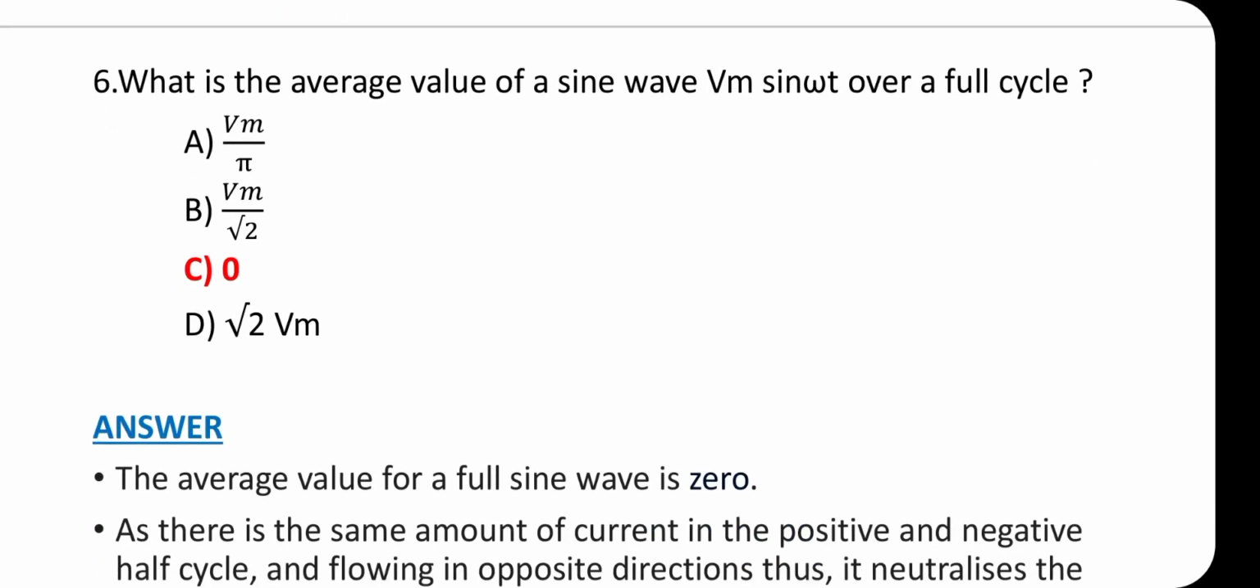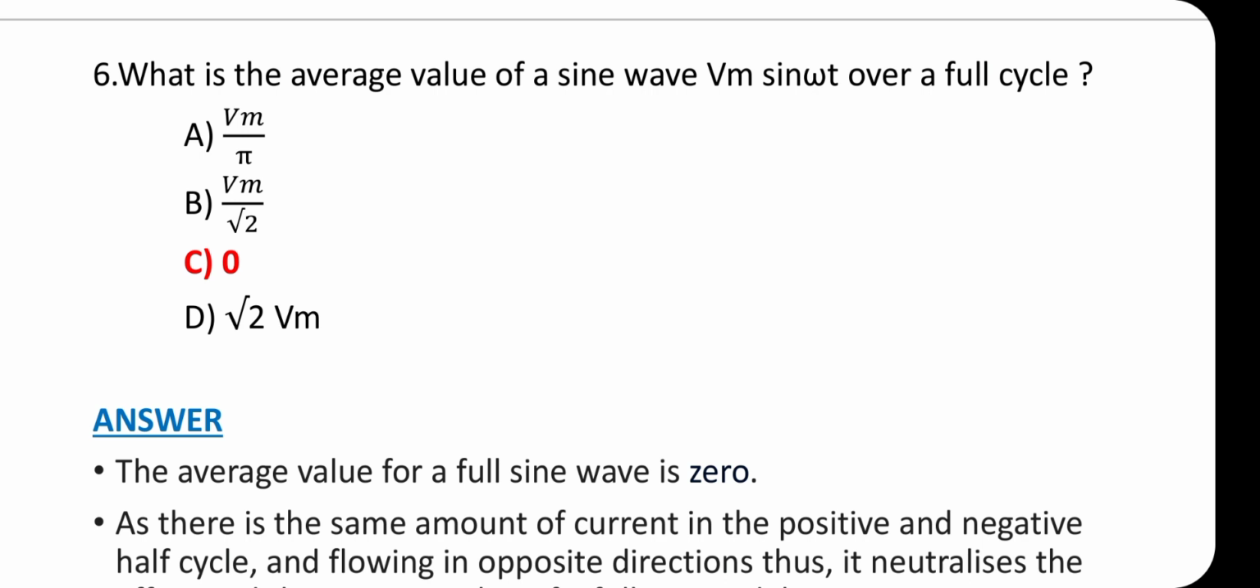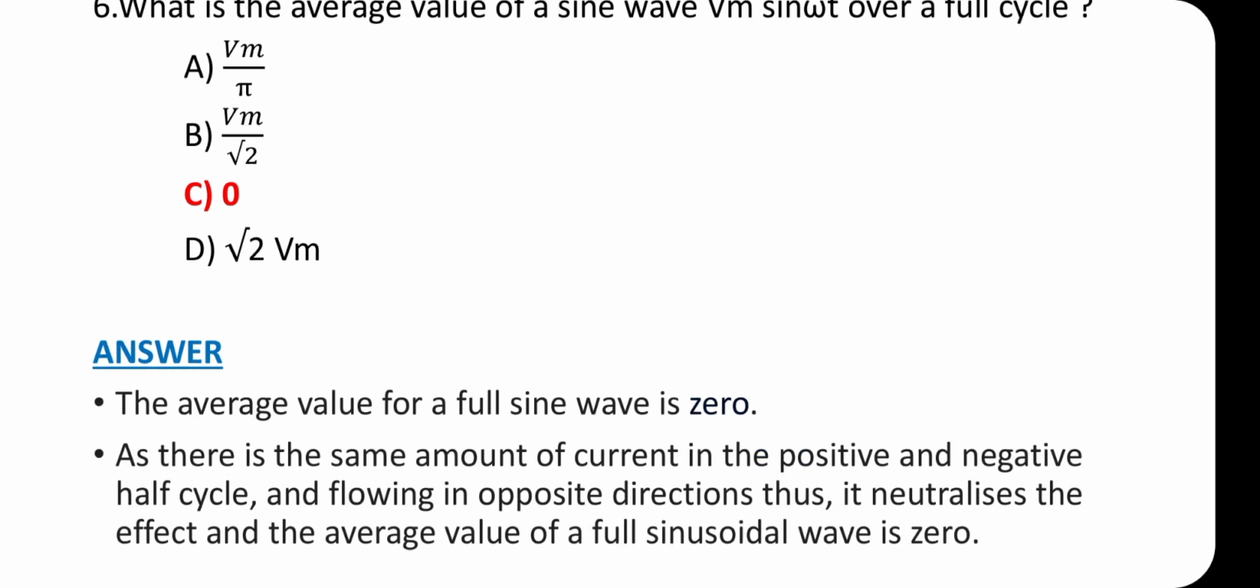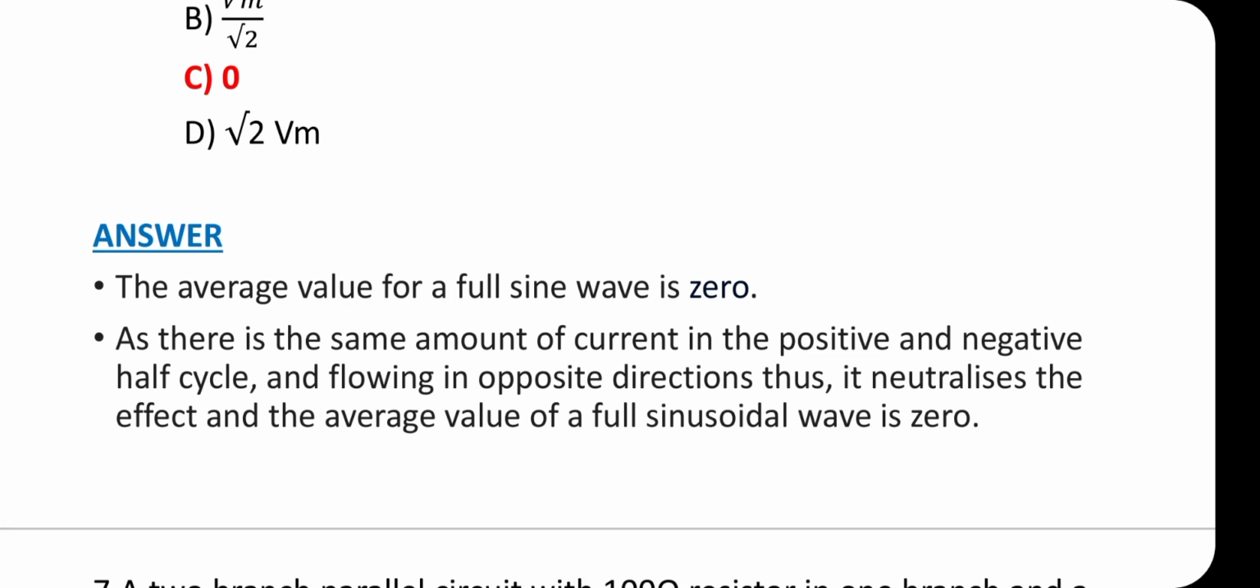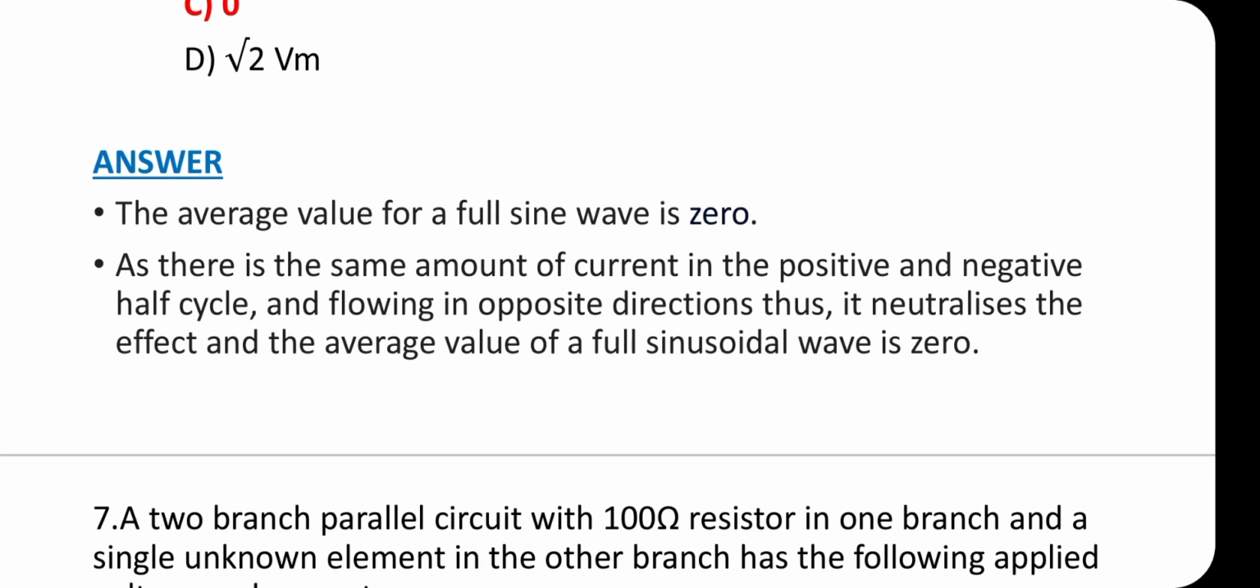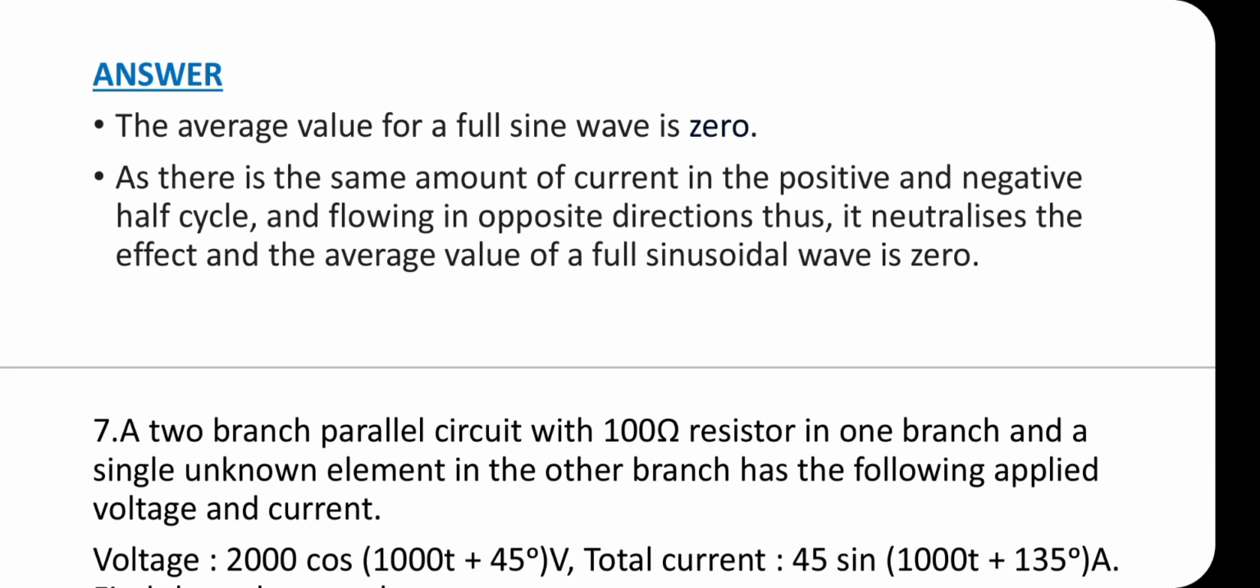What is the average value of Vm sin omega t over a full cycle? Option C, 0. The average value of a full sine wave is 0, as there is the same amount of current in the positive and negative half cycles flowing in opposite directions. Thus it neutralizes the effect, and the average value of a full sinusoidal wave is 0.